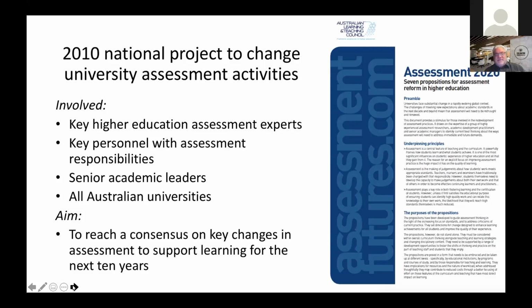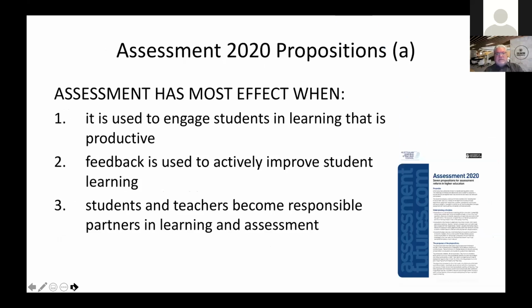Now, of course, we were looking into a crystal ball. So what really did happen? So these are the things that we hoped would happen. And we formulated them in terms of statements about effective assessment. And I'm just going to kind of read through these, and I'm not going to go into them in detail because I want to pick up on the future rather than spend too much time in the past. So first of all, assessment has most effect when it's used to engage students in learning that is productive. And what we mean by productive is that it engages students in the most important things for them to learn.